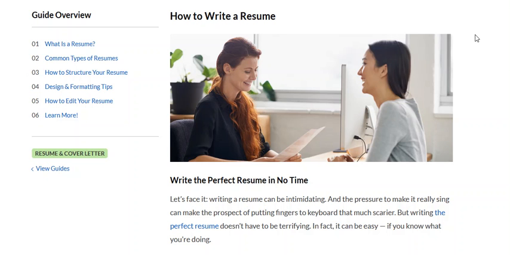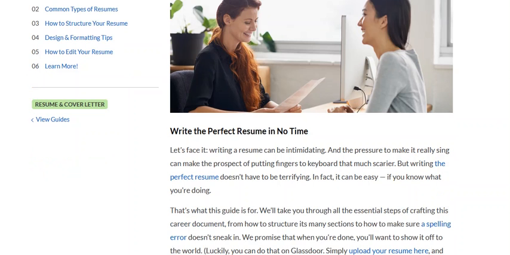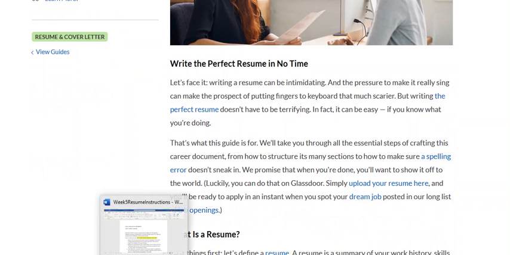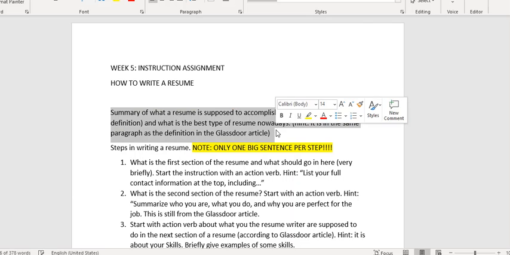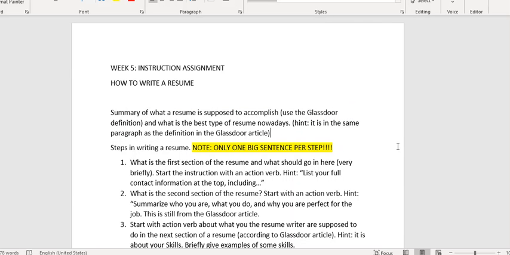I gave you a template as usual. So you just go and read this article, and you start with a summary. You read the first paragraph in that article and summarize what the resume is supposed to accomplish. Well, just read the article. I don't want to do too much for you. But basically, you start with a summary.